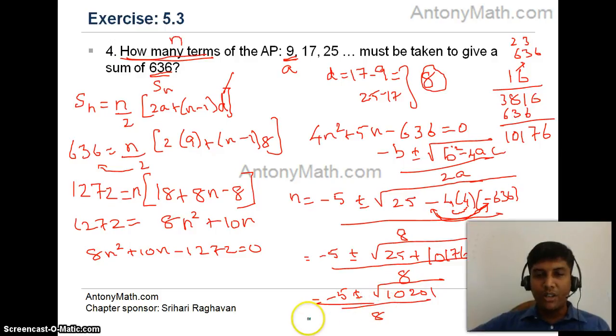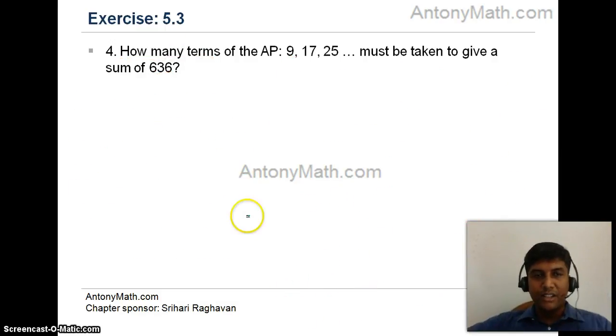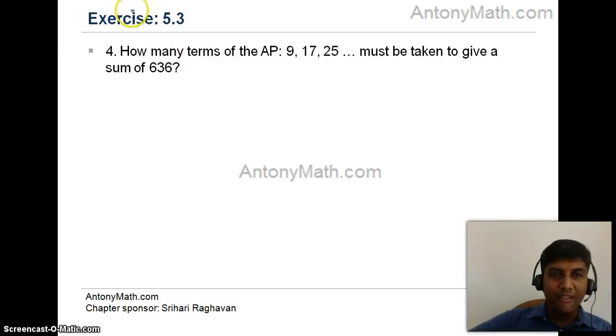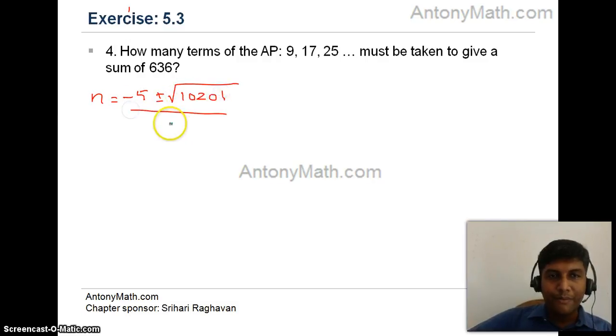I am going to move on to the next page so that the calculations are clearer. So what is it that I have? I have the value of n equals minus 5 plus or minus square root of 10,201 divided by 8.